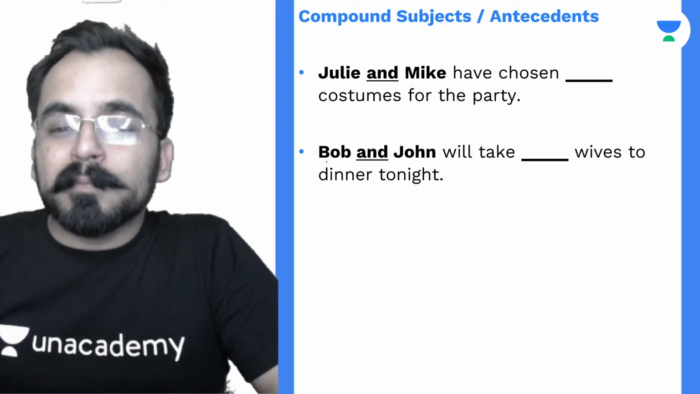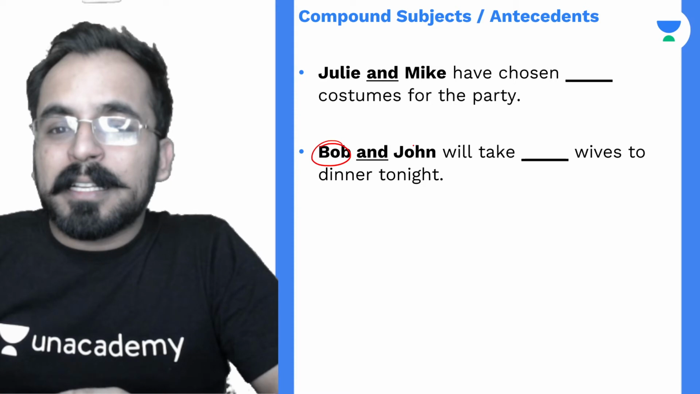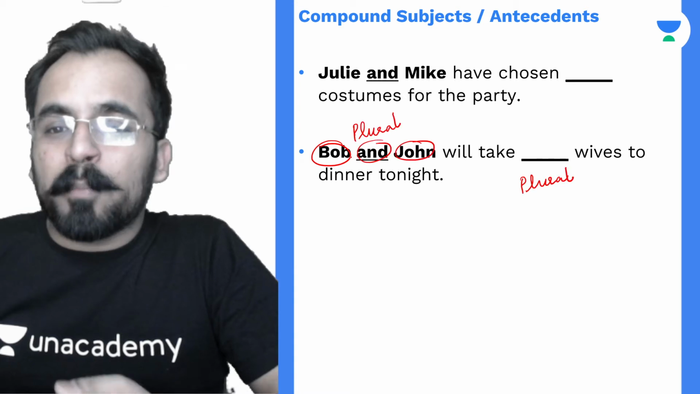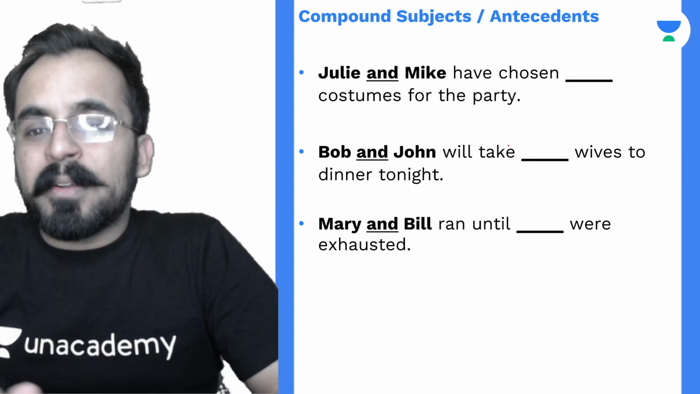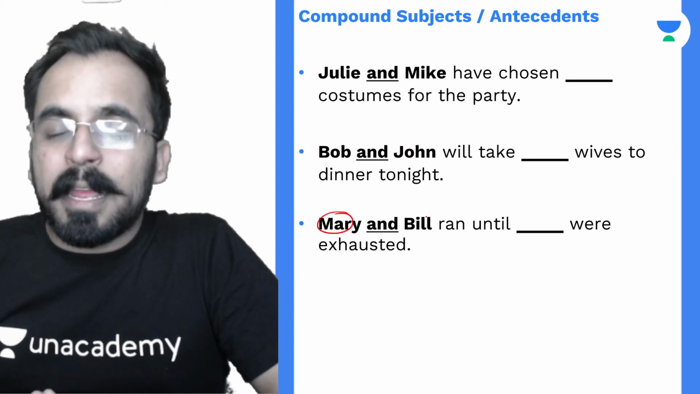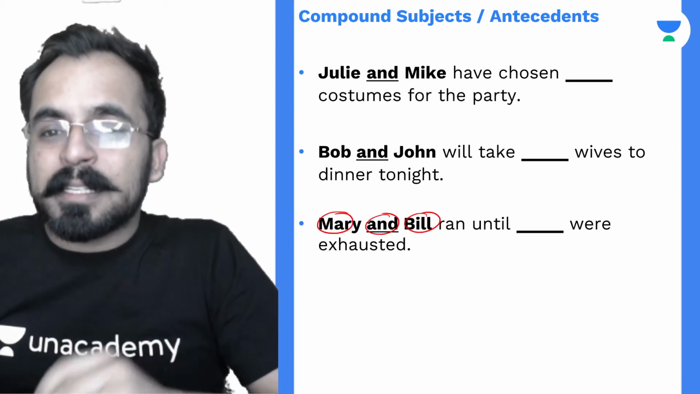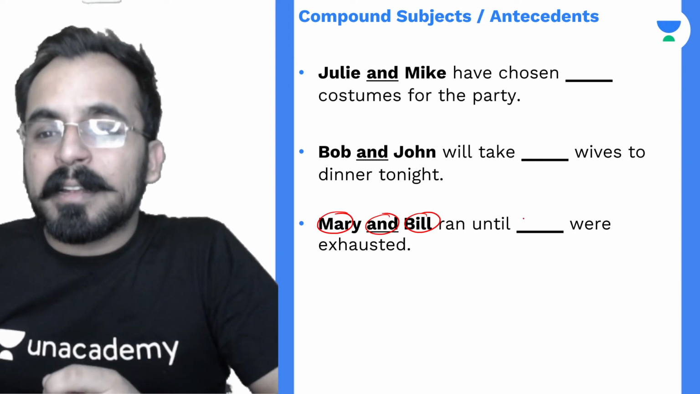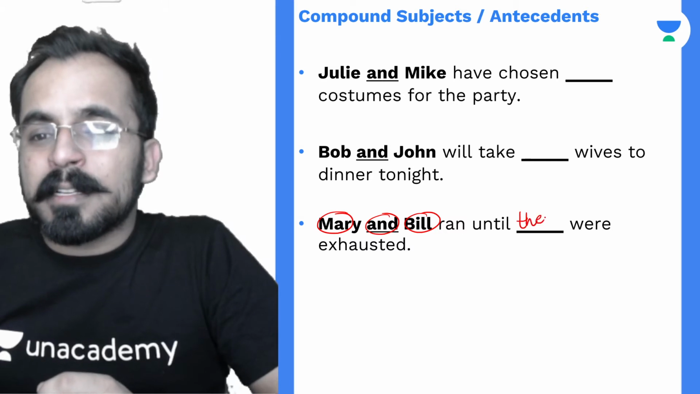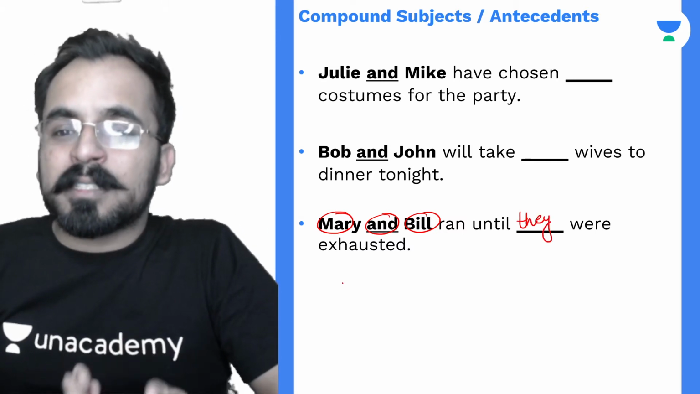Bob and John: two antecedents joined together by the conjunction "and." So our antecedents are plural and my pronoun also has to be plural in sense. Bob and John will take their wives to dinner tonight. Mary and Bill: two antecedents joined together by the conjunction "and." Mary and Bill ran until they were exhausted.